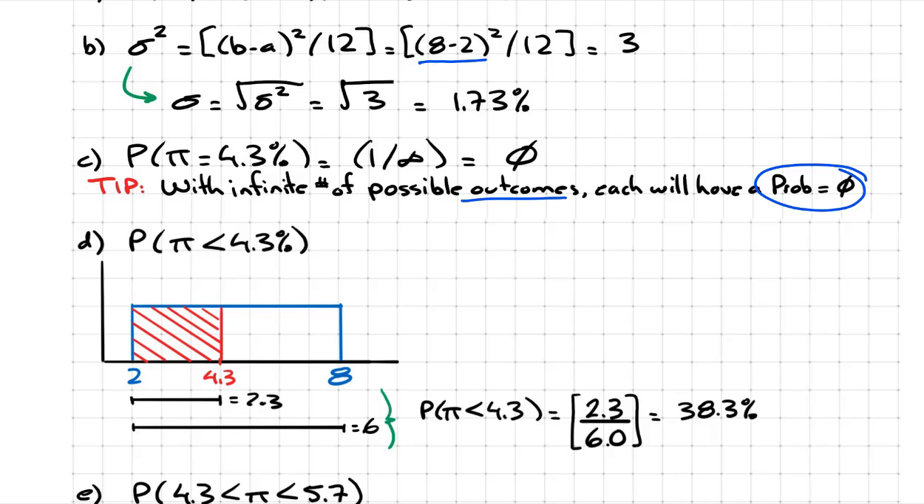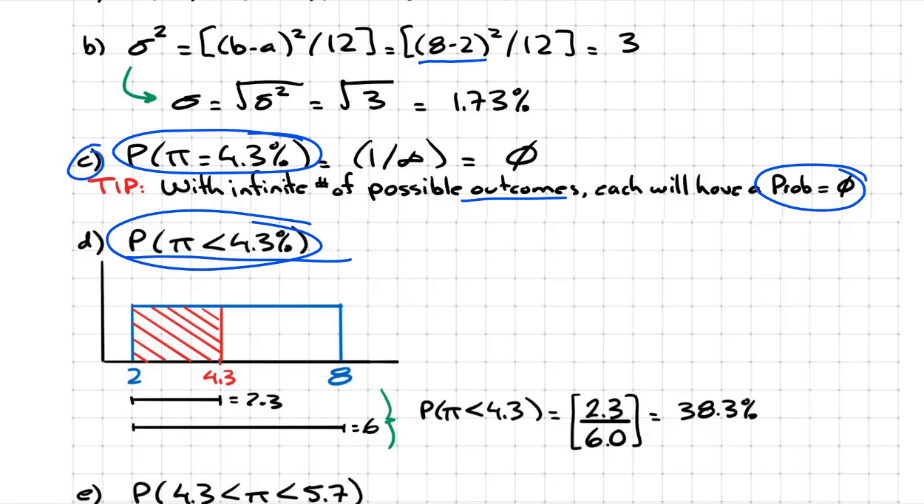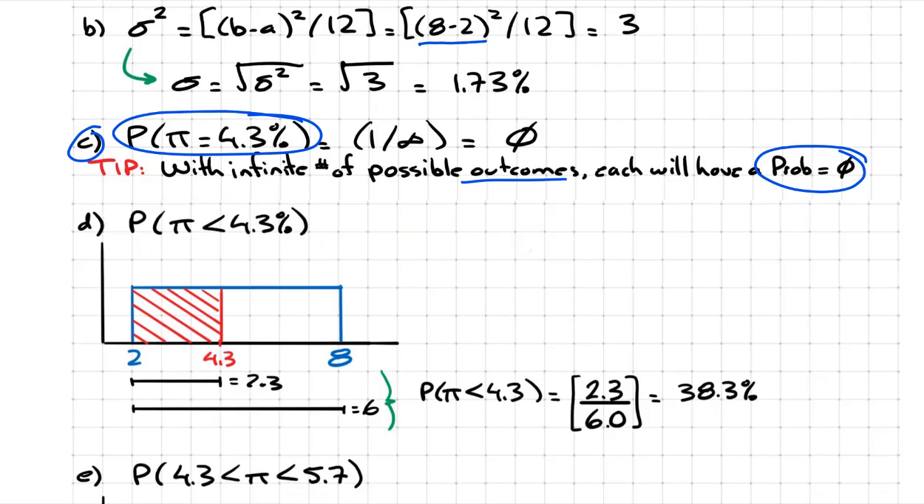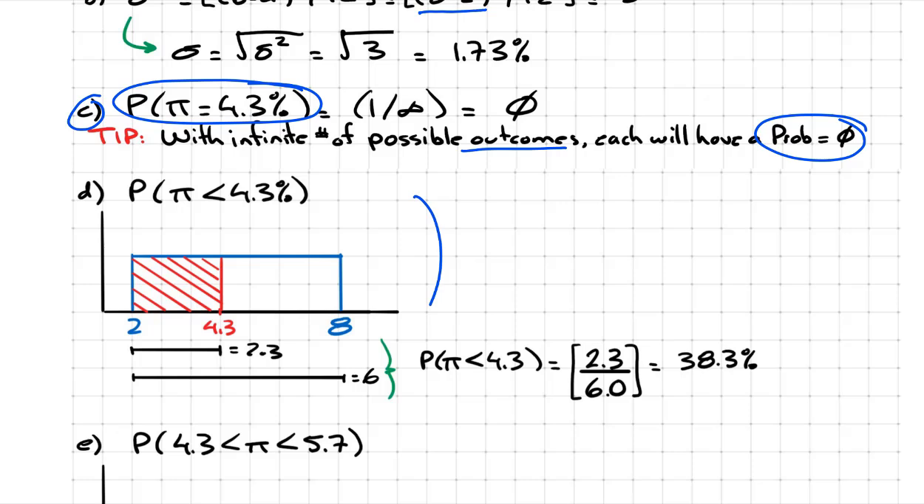I jumped ahead a little bit, but let's see what the question is asking for. What's the probability that inflation will be less than 4.3? Do you see the difference between these two questions? Part C is asking you for the probability of just one outcome. Part D is asking you for the probability of a range of outcomes, in other words, an event. So let's use our framework for continuous uniform distribution.